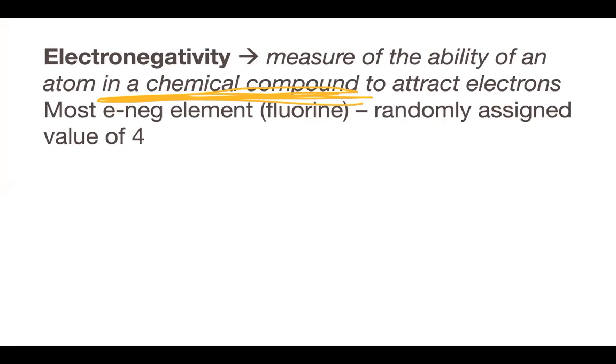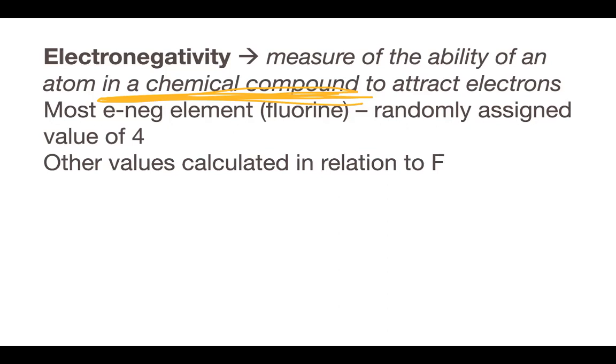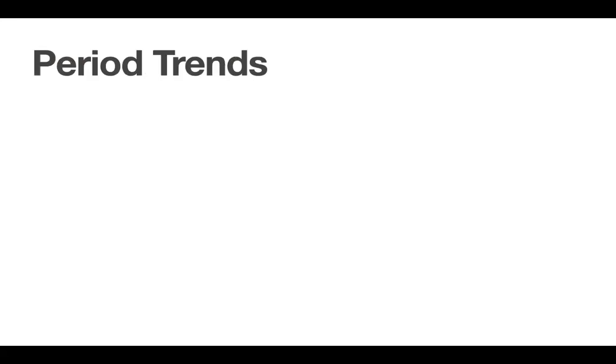Now, fluorine is the most electronegative element, and it's been arbitrarily assigned a value of 4. I don't know why 4. I'm sure there's a reason, because usually scientists don't just make stuff up. All of the other values of electronegativity are calculated in relation to F. So fluorine is used as the standard. How well other atoms can attract electrons when in a compound compared with fluorine, that's how you come up with all of these values.